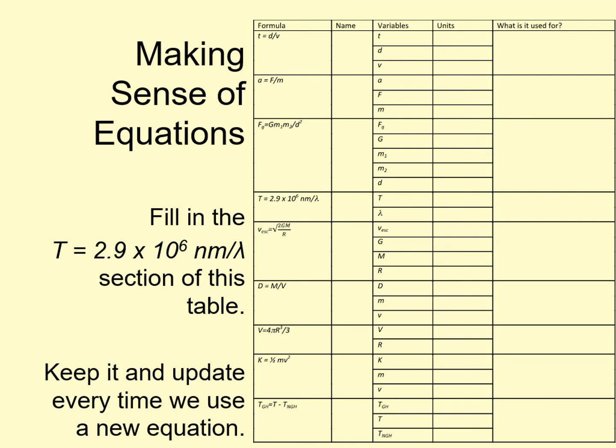Remember this table? You should be using it to help you keep track of the equations we use in this course. Fill in the Wien's law section of this table now. Keep it and update every time we use a new equation. You'll find this page useful doing homework and reviewing for exams. Depending on your section, you may be required to submit a copy of the completed version for credit.